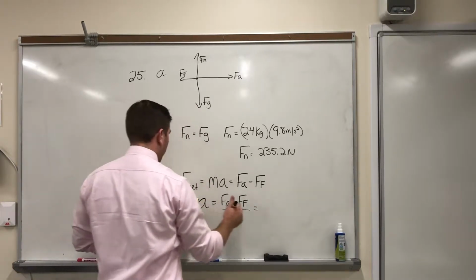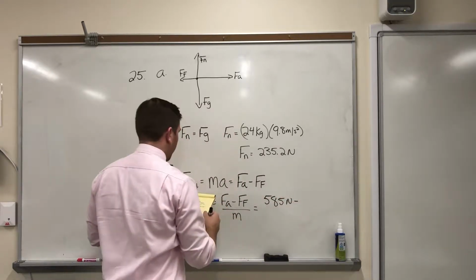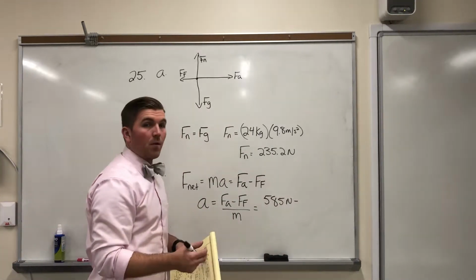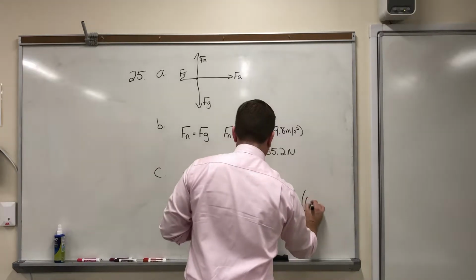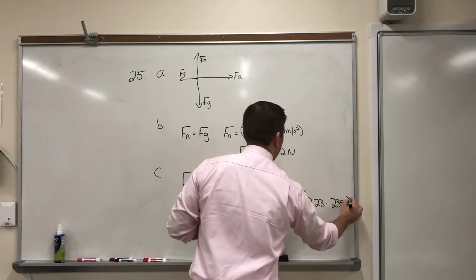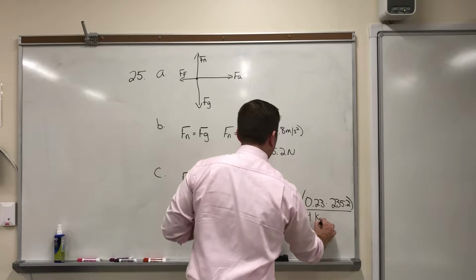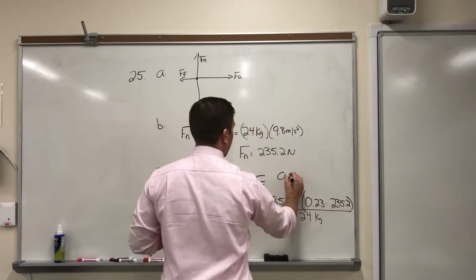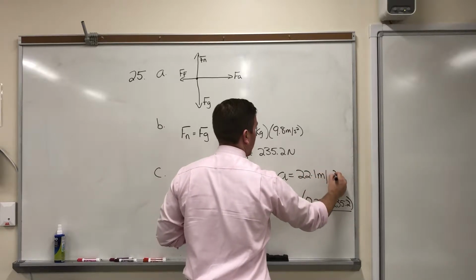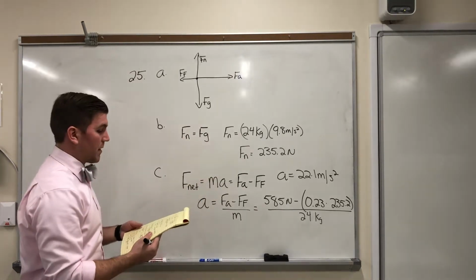So in this case, the applied force was 585 newtons. The force of friction can be calculated by doing the coefficient of friction multiplied by the normal force. So we have 0.23 times 235.2, and I divide that all by the mass of 24 kilograms. And what we should find is that the acceleration of this object is 22.1 meters per second squared. So all of this is based on knowing your relationship between forces.